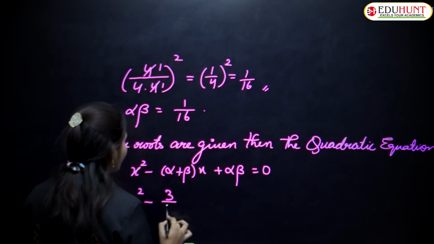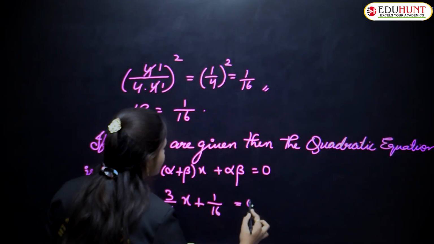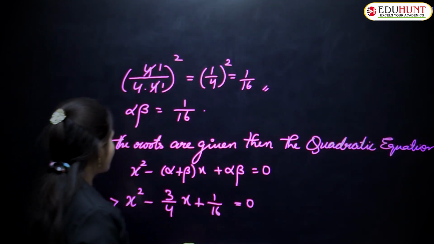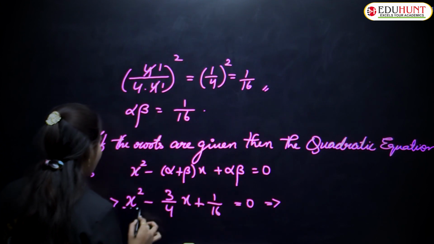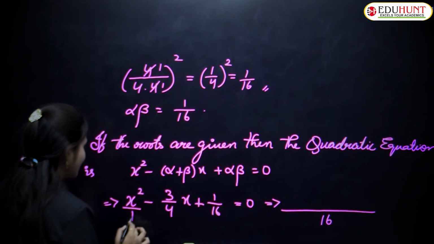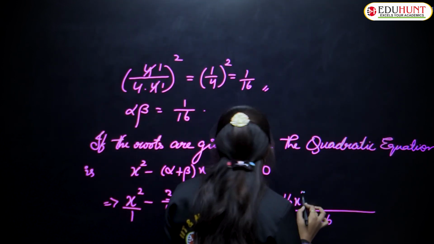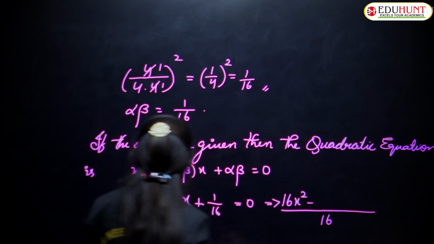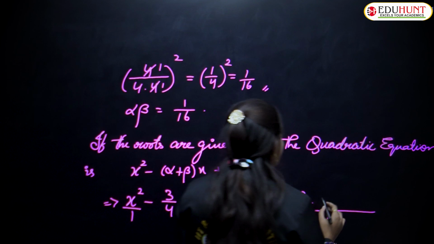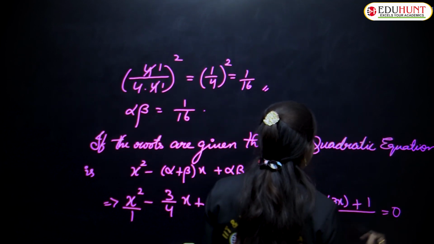So 3 by 4 x plus alpha beta value is equal to 1 by 16, which is equal to 0. Now here the LCM of 4 and 16 is 16 only, no? So we can write this as whole by 16. Here nothing is there, so 1 into how much is equal to 16? 16. So 16x square minus, here already 4 is there. So 4 into how much is equal to 16? 4, 4 is 16. So 4 into 3x plus 1 which is equal to 0.